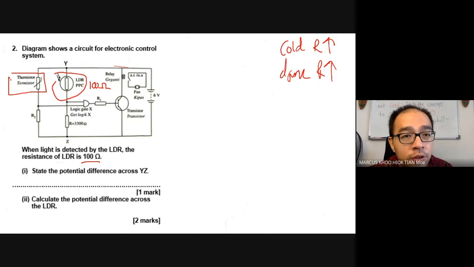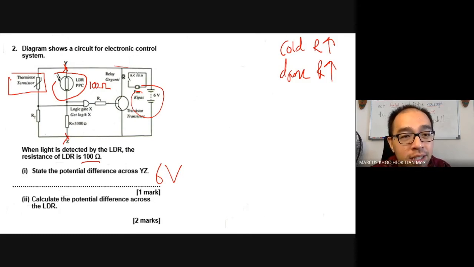State the potential difference across Y and Z. Again, from point to point is the same as this, so it will be 6 volts. I know why this question is here. This is actually an old syllabus question, but the basic is just to get you to count this.